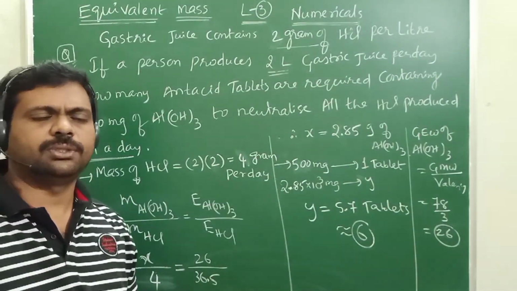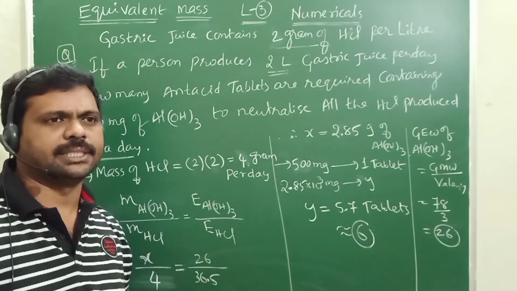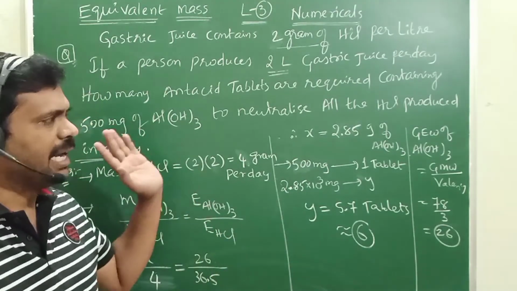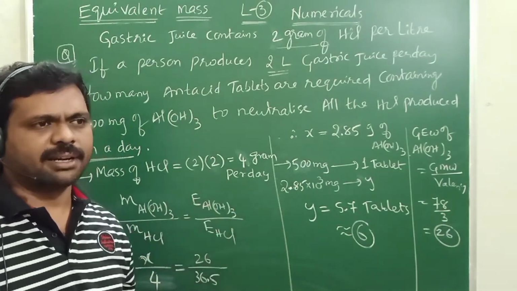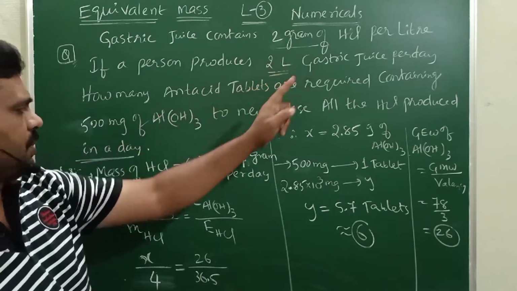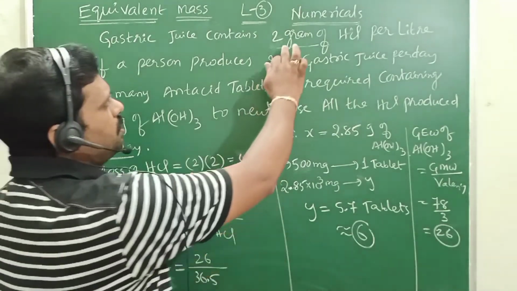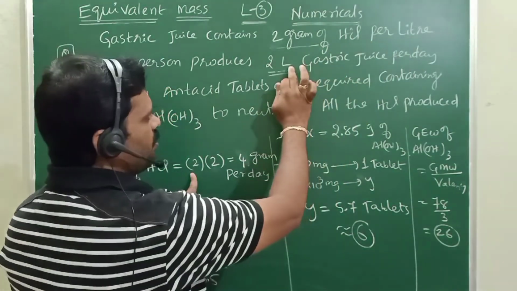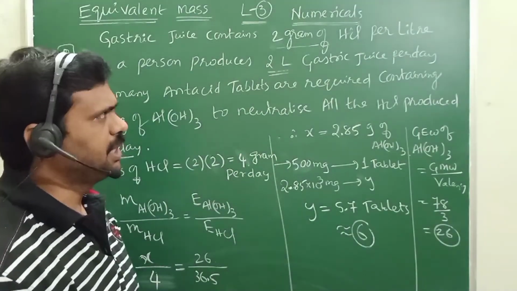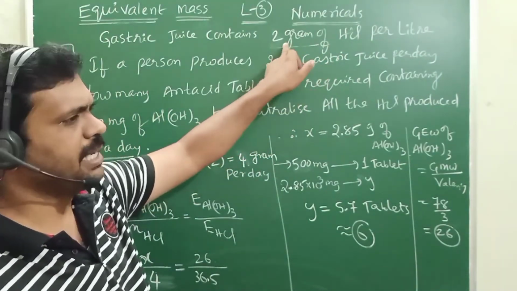In our gastric juice, hydrochloric acid is present. To neutralize that hydrochloric acid, we are taking antacid tablets. That antacid contains aluminum hydroxide. So how many tablets are required? First of all, 2 liters of the gastric juice. Therefore the mass of the HCl produced per day is equal to 2 grams of HCl per liter into 2 liters. So 2 into 2 is equal to 4 grams per day. Means 1 liter of gastric juice contains 2 grams of HCl, 2 liters contains 4 grams of HCl.